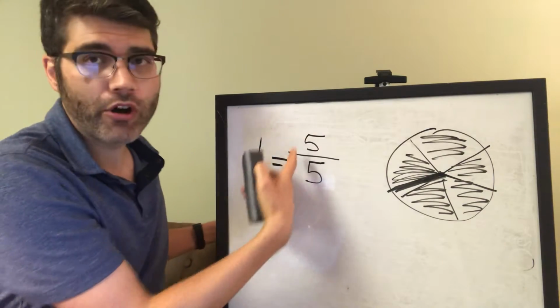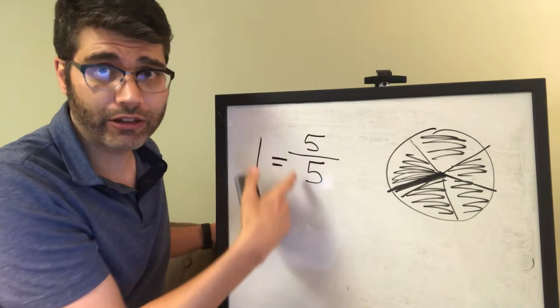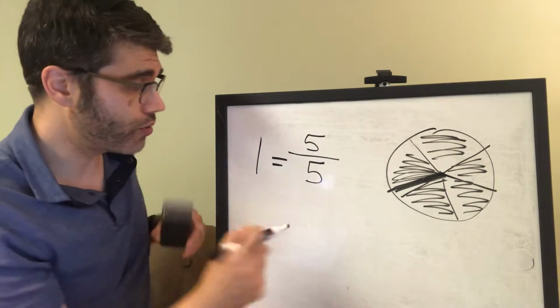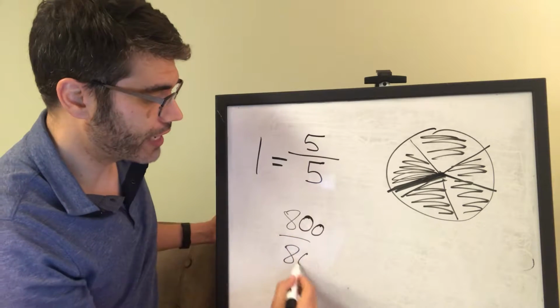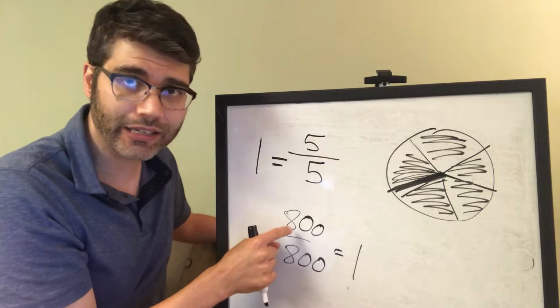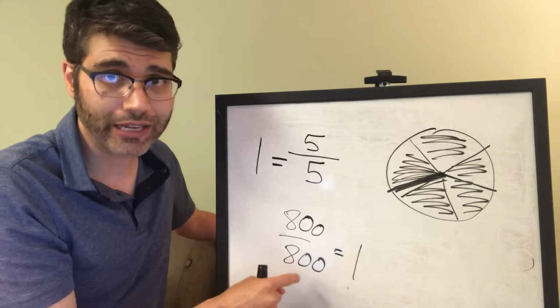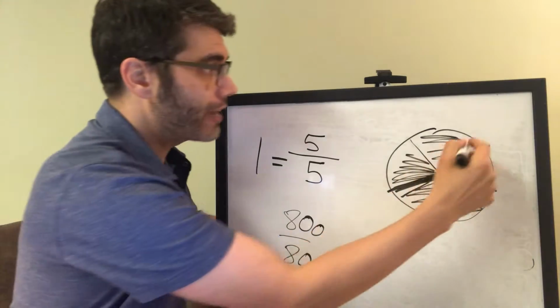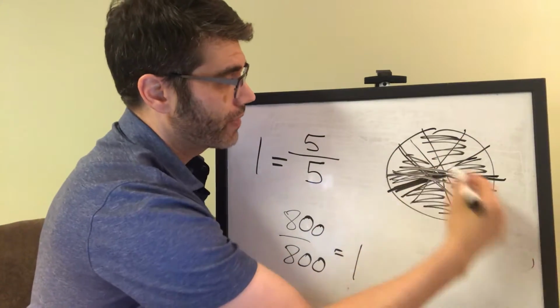So any number over itself, except 0, any non-zero number over itself will always equal 1. So 8 over 8 will equal 1. 800 over 800 will equal 1, because you're just taking 800 slices from a pizza that has been divided into 800 slices. So I could divide this into 800 slices, okay?